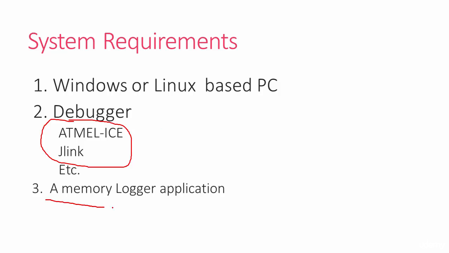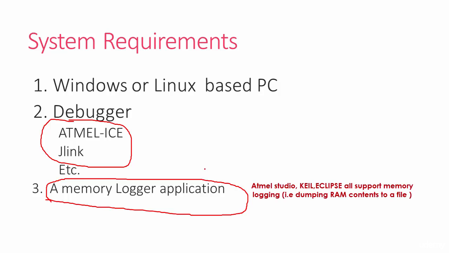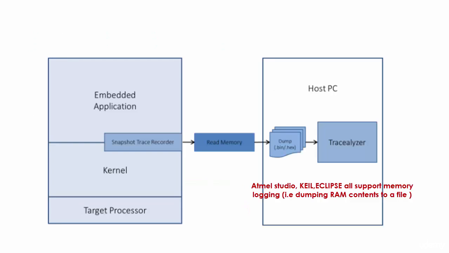After that, we have to install one memory logger application. A memory logger is an application which logs your RAM content into a file. That file can then be converted into a bin file or hex file. For example, this is what we are going to do.